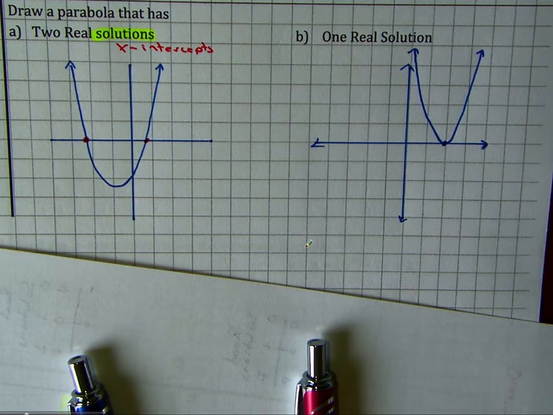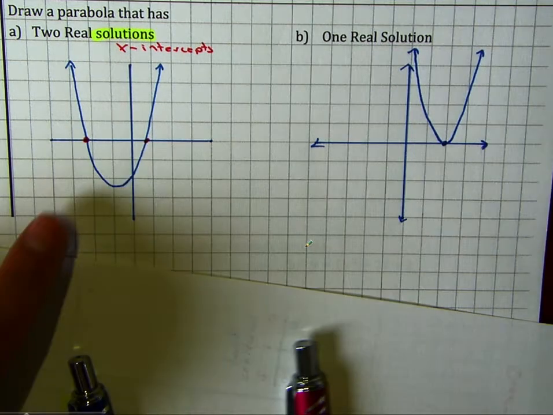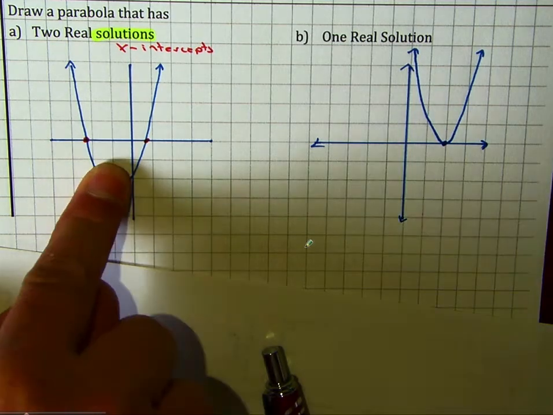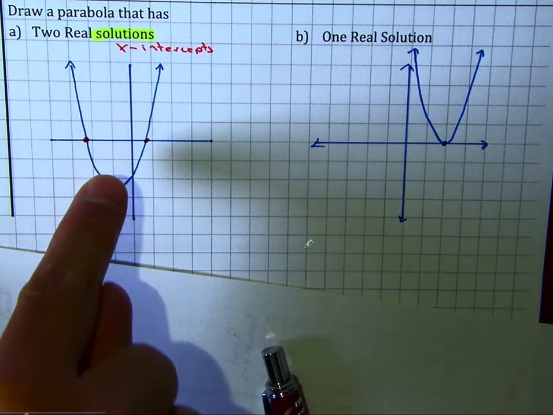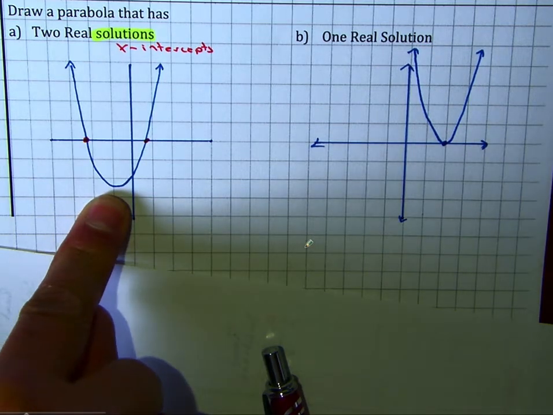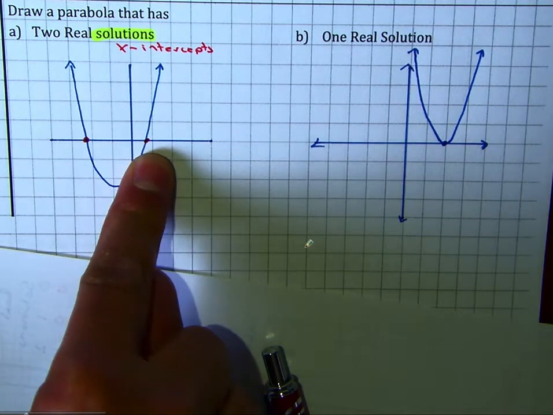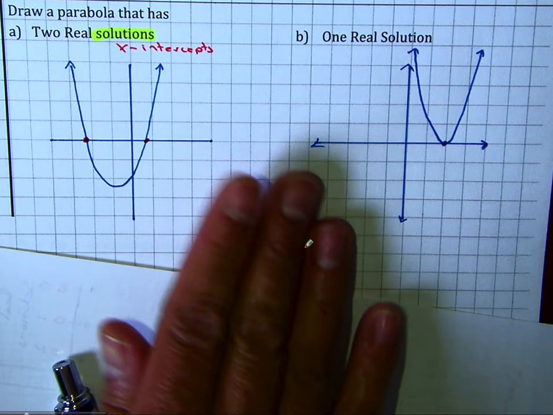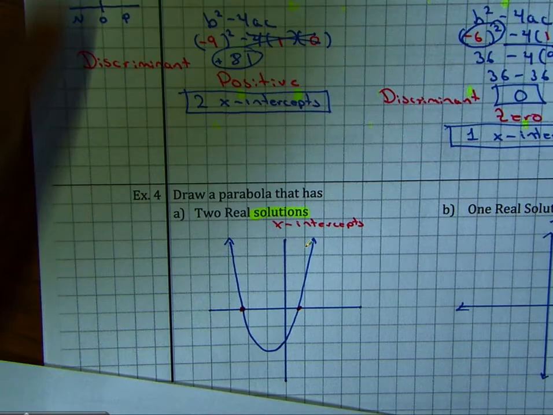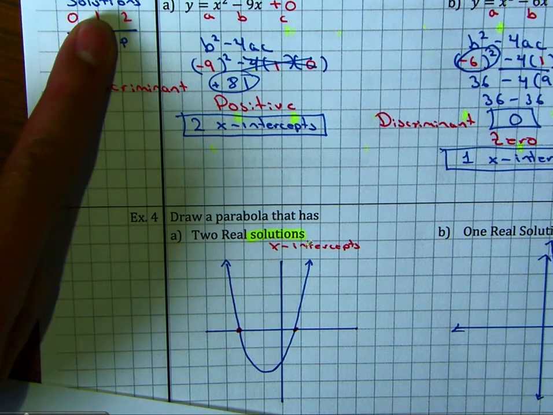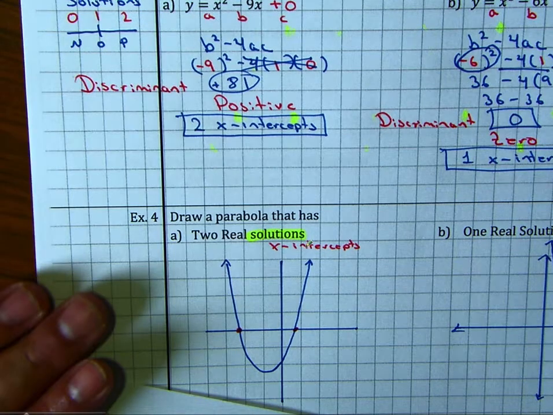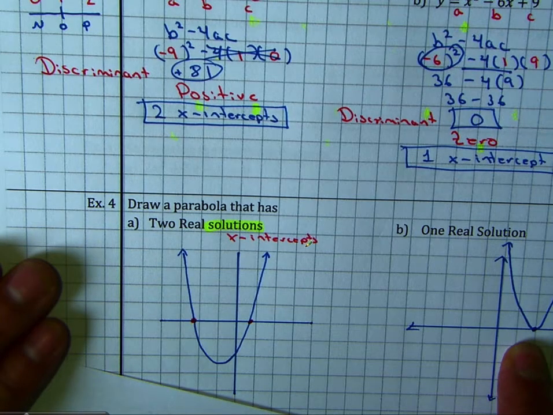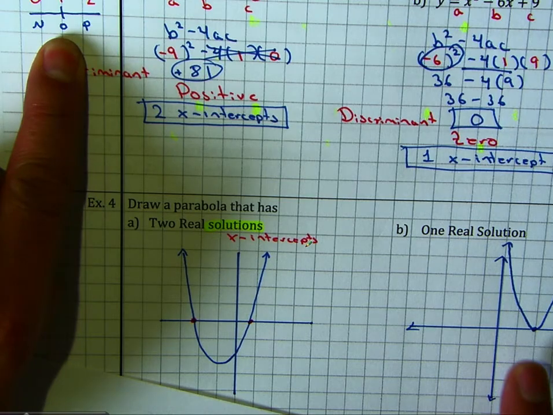So that is the lesson for today. Remember that if I wanted to find that, will your discriminant be positive, negative, or 0 here? If it has two real solutions, it should be a positive discriminant. If it has one real solution, your discriminant will be 0. So keep that in mind.